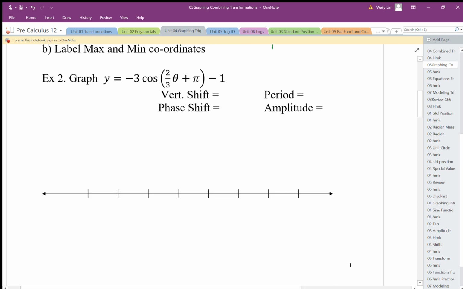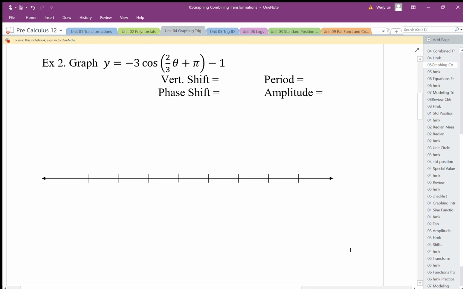Okay, this graph here. Now, I talked about in the last class that if we want to know the true horizontal shift or the true phase shift, we need to put this into factored form. So that's the very first thing I'm going to do. I'm going to rewrite this function in its factored form. I'm going to factor the 2/3 out.